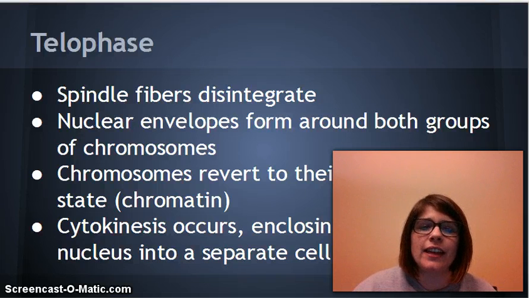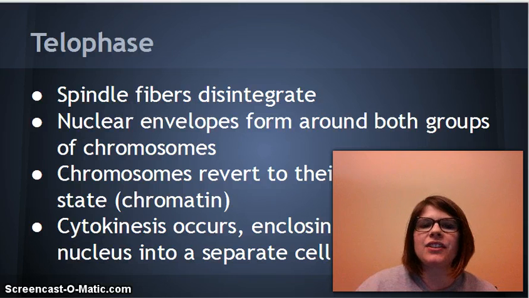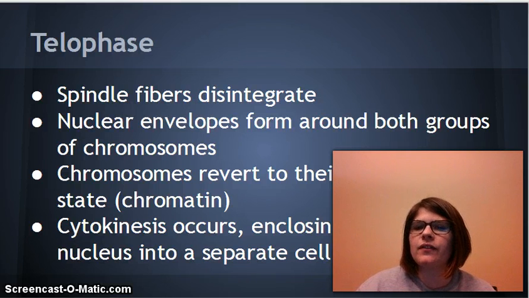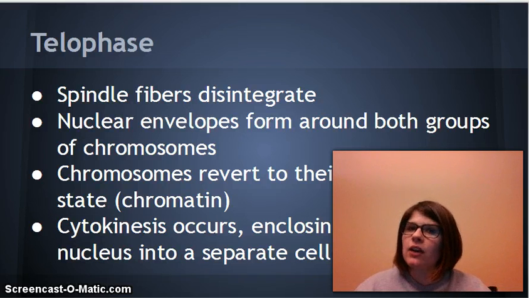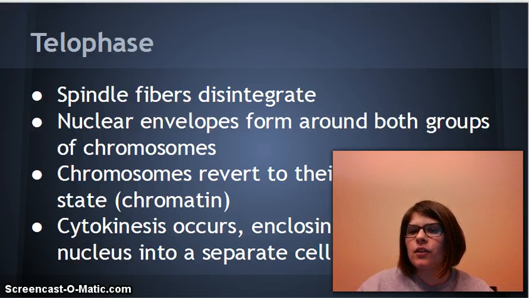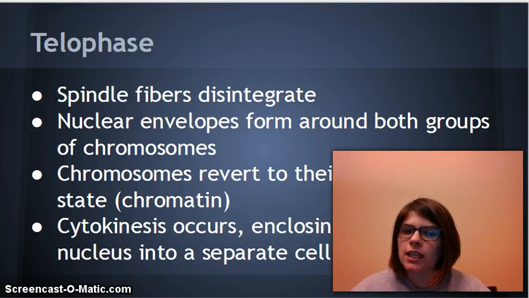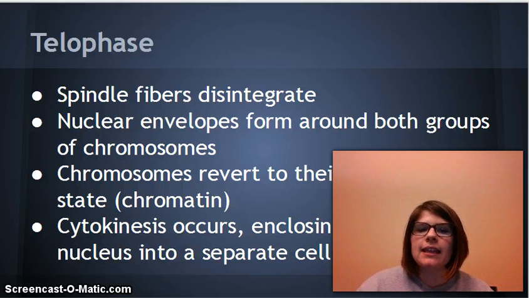Okay, so telophase, our last phase. In telophase, the spindle fibers disintegrate, the nuclear envelopes form around both groups of chromosomes, and the chromosomes revert into their extended state, so they become chromatin again. So remember, we had the sister chromatids. Technically, we now only have chromatids. We do not have chromosomes. And they're going to unwind, uncondense, and they're going to go into that chromatin form. And then lastly, we have cytokinesis occurring.